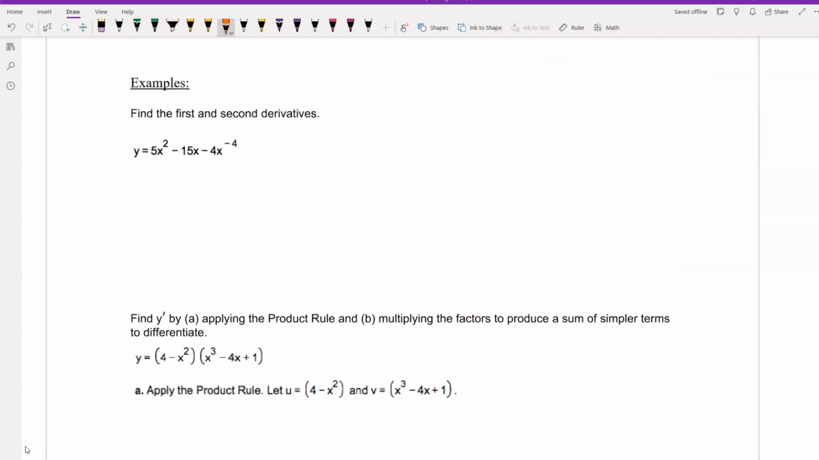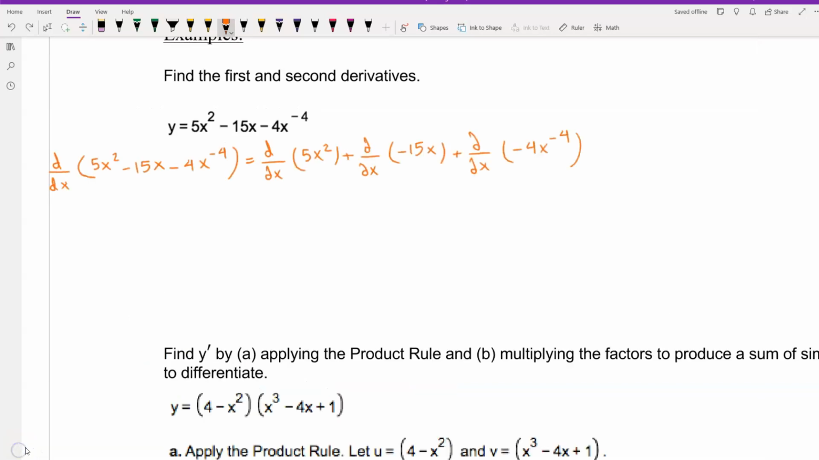Examples: find the first and second derivatives. y is equal to 5x squared minus 15x minus 4 times x to the power negative 4. So find the derivative of 5x squared minus 15x minus 4 times x to the negative 4. That is equal to derivative of each one of these terms individually.